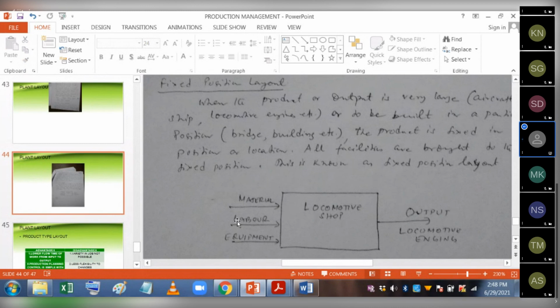Like your aircraft. The aircraft doesn't move. It remains a monolithic structure at one place, and all components come there, and people work on the aircraft. Ship industry, again, a ship may take 1.5 to 2 years for complete manufacturing. So it stays there, and like the locomotive, it is manufactured on a slope. When you remove the stoppers, it will automatically roll down into the sea and start its journey.